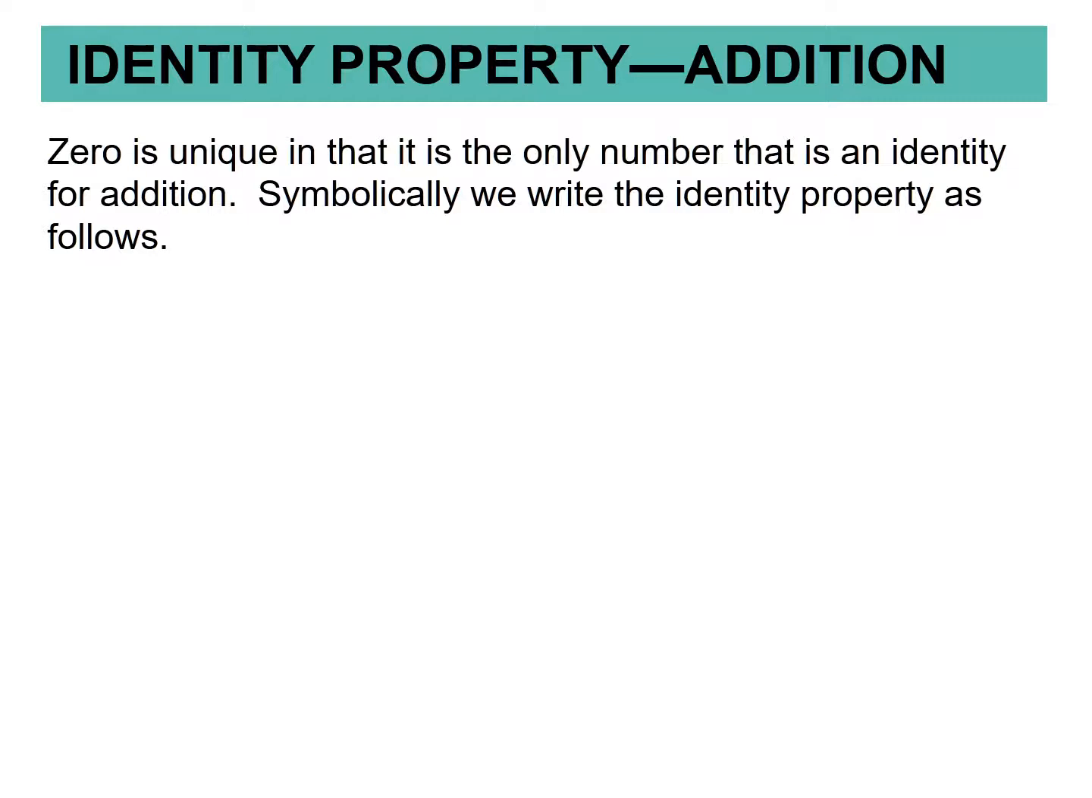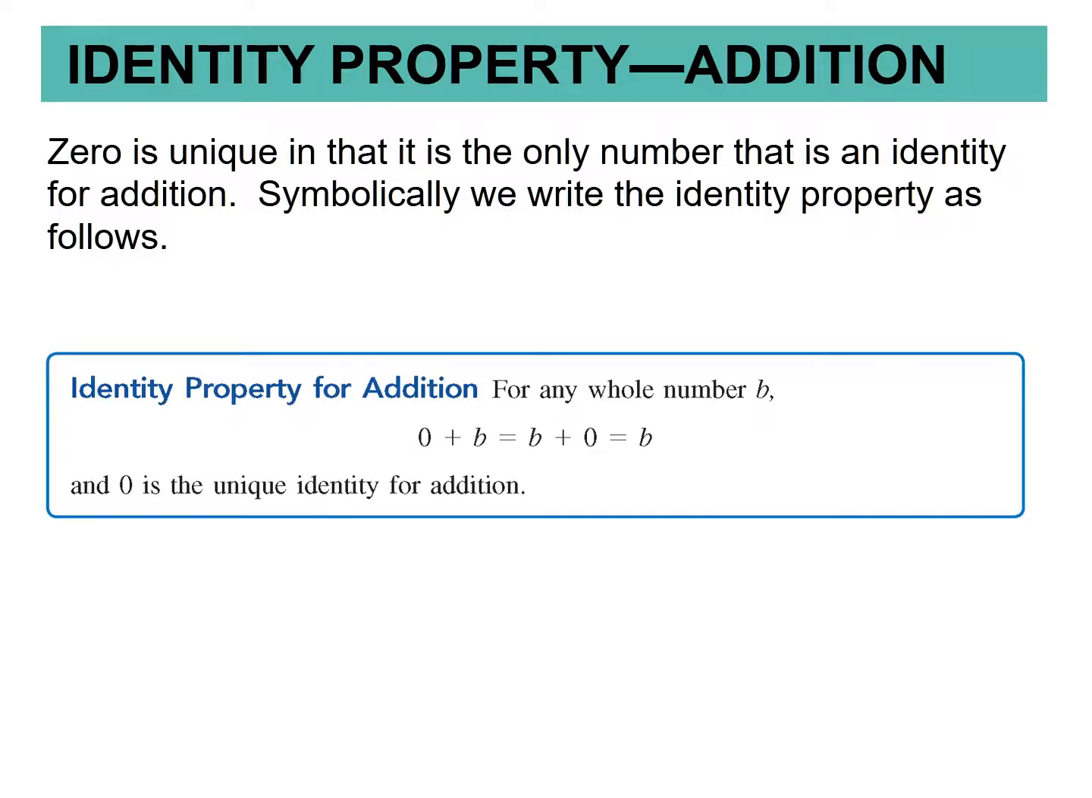It's the only identity we have in addition. And so we write this property mathematically as this. For any whole number b, so we've got to tell what kind of number we're talking about, if I add 0 to that whole number, which is the same as adding that whole number to 0, I'm going to get the number back. And 0 is the unique identity for addition. There's no other number with that property.